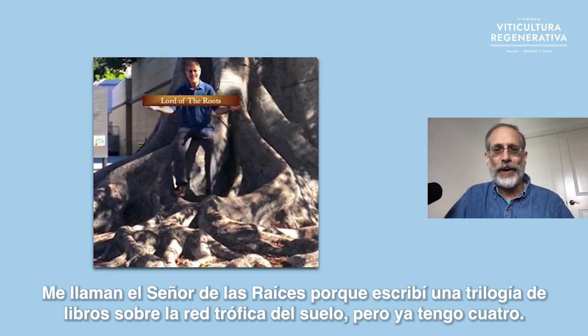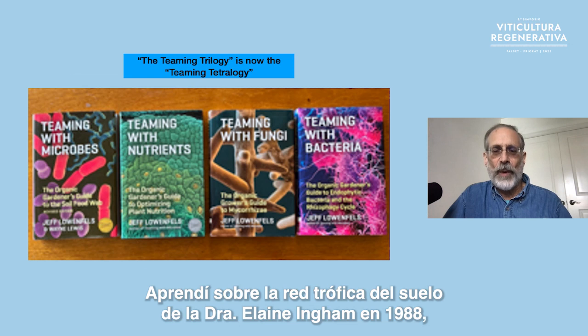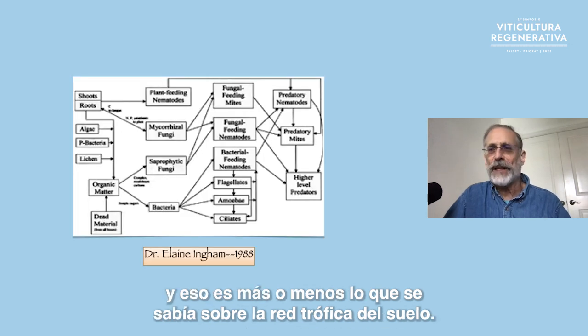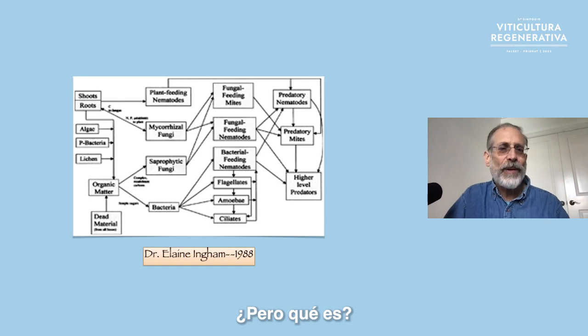I'm known as the Lord of the Roots. I used to have a trilogy of books on the soil food web, and now I have four of them, so it's now a tetralogy or a quadrology, the last book being Teeming with Bacteria. I learned about the soil food web from Dr. Elaine Ingham back in 1988, and this is pretty much what they had about the soil food web. It's pretty hard to understand. What does this all mean?